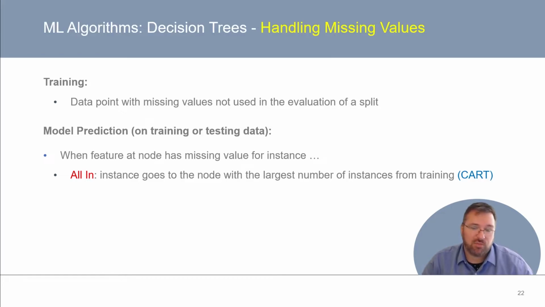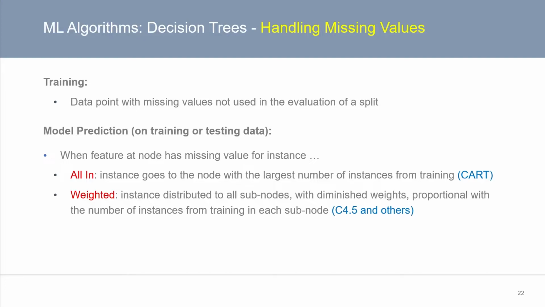This approach has been used by the CART implementation of a decision tree. Another approach is the weighted approach, where the instance is distributed to all offspring nodes with diminished weights that are proportional to the number of instances that ended up in each respective offspring node. This approach has been used by algorithms such as C4.5.